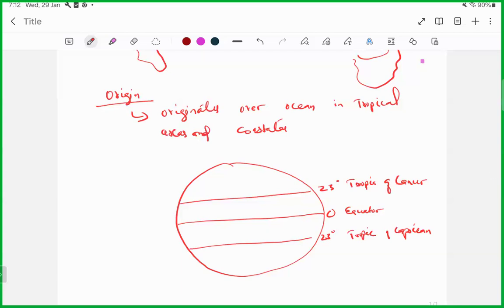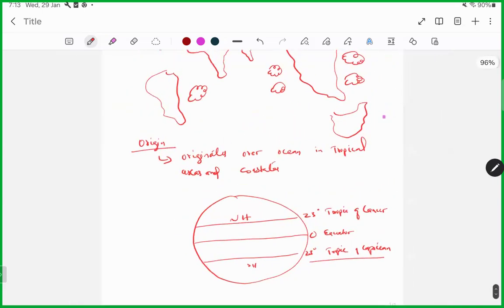so that it gives the perfect and easy representation to the examiners, all right? Because without diagrams and maps, it's really difficult to understand geography. But with diagrams and maps, it becomes very easy to understand. So this is the northern hemisphere, and this is the southern hemisphere. So it is the region near the Tropic of Cancer in the northern hemisphere and the Tropic of Capricorn in the southern hemisphere. Basically, it originates over ocean in the tropical areas and coastal region.